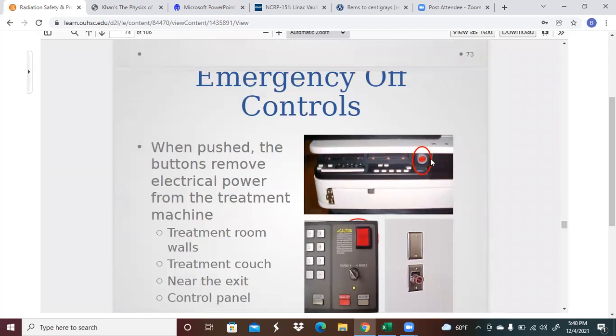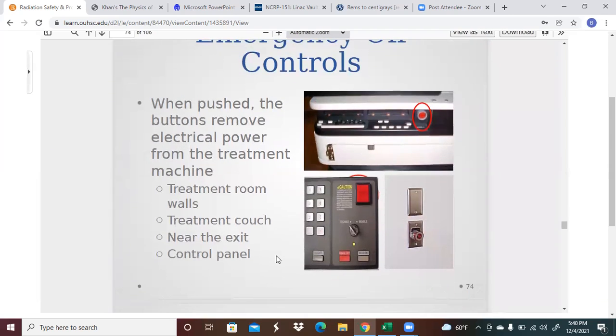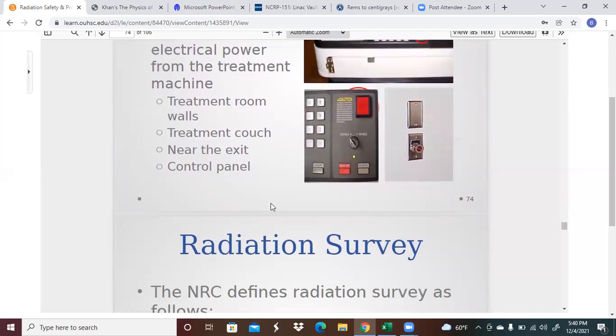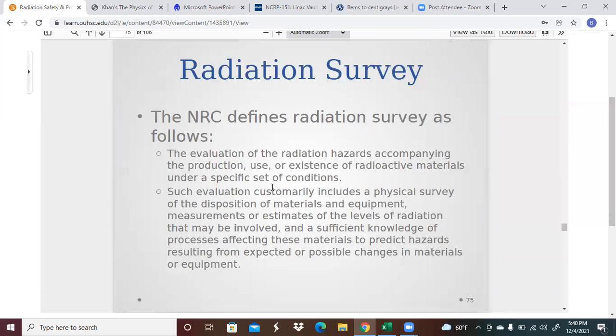Emergency off controls, basically do not touch the big red button unless you need to, because that removes electrical power from the treatment machine, treatment room walls, treatment couch, near the exit, and the control panel. I remember once there at OU, apparently some students were leaning up against the wall, and one of them hit the emergency stop button by accident, and that set them back by 30 minutes, and a lot of fun was had by all.